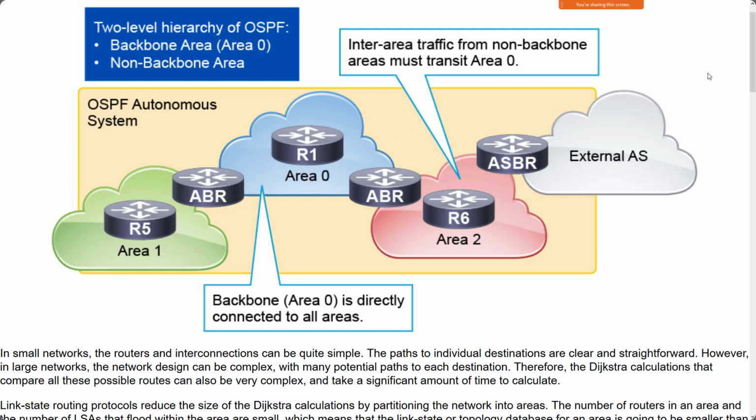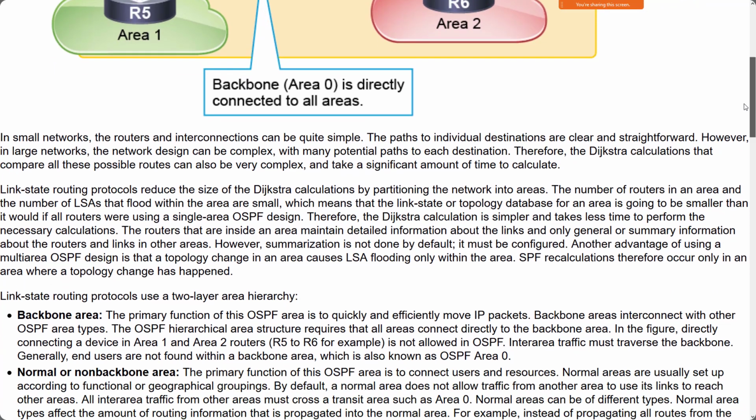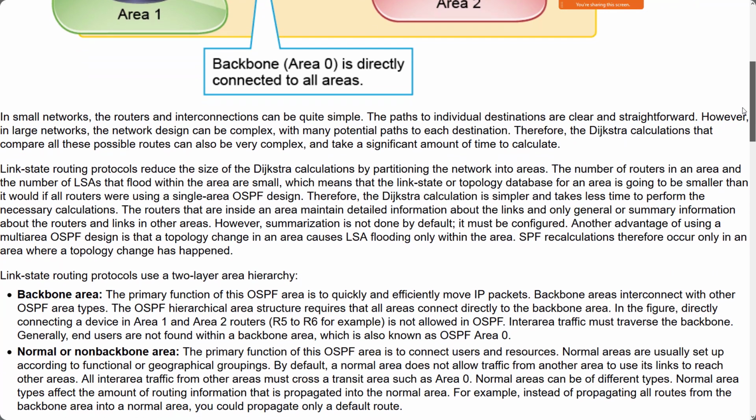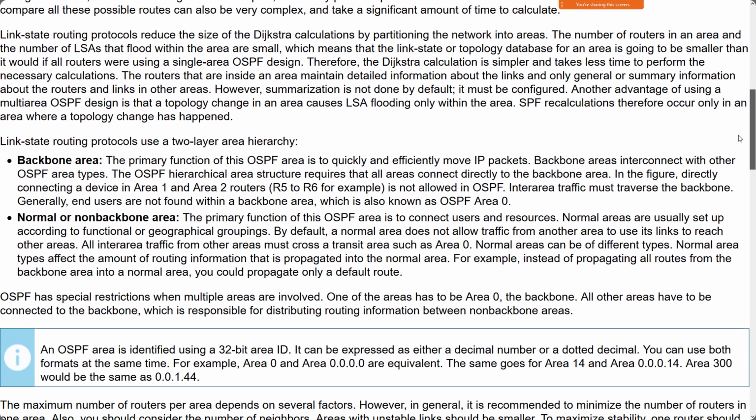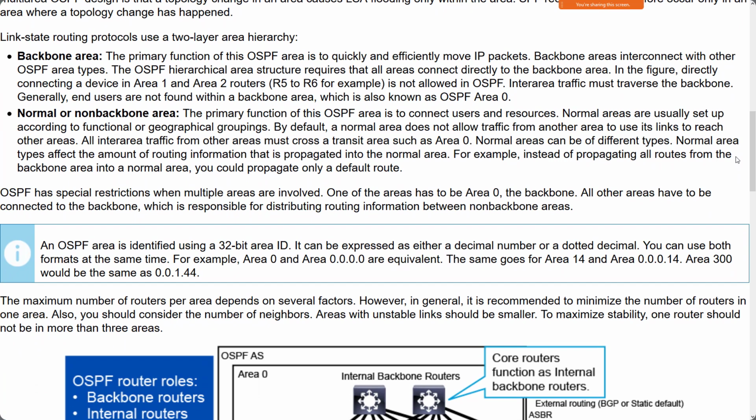All right, let's see what they're saying here in the chapter. The backbone area allows us to interconnect all of our other areas. They have to be directly connected. Yeah, we said all that. The normal areas or non-backbone areas must be connected to Area 0.